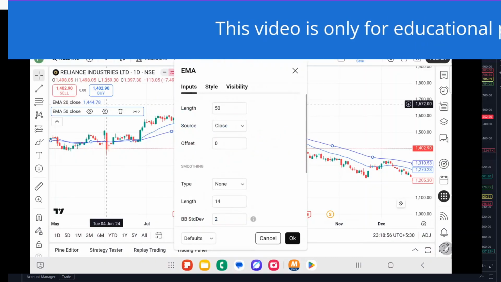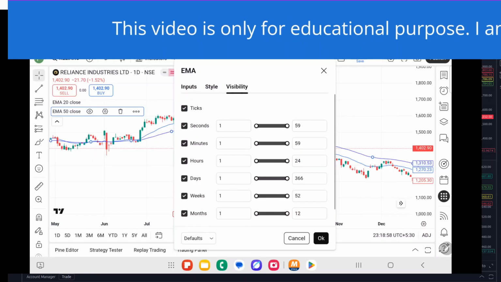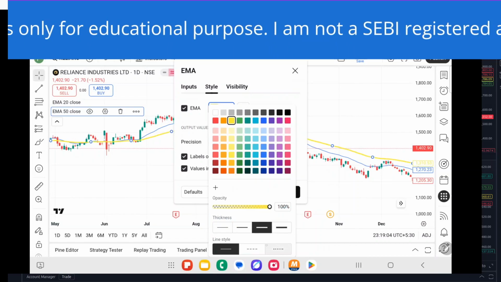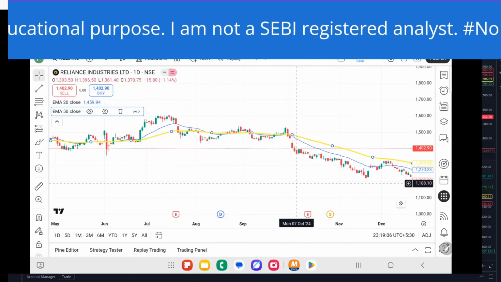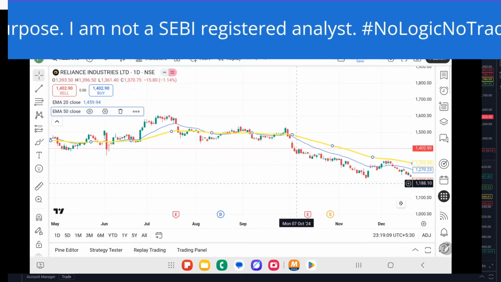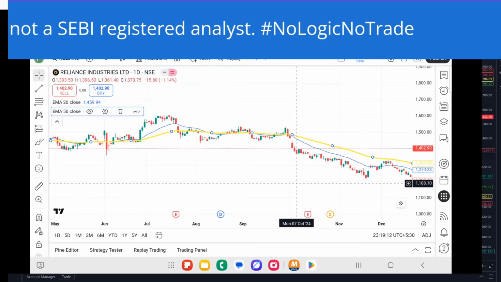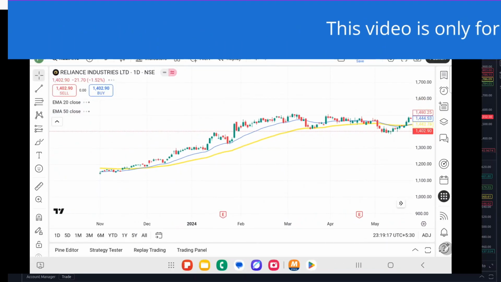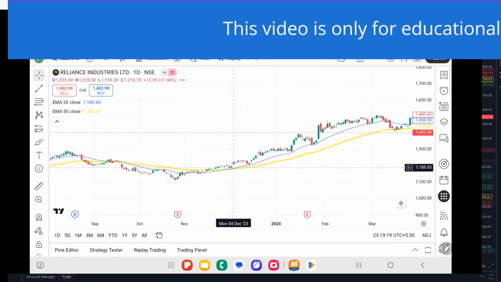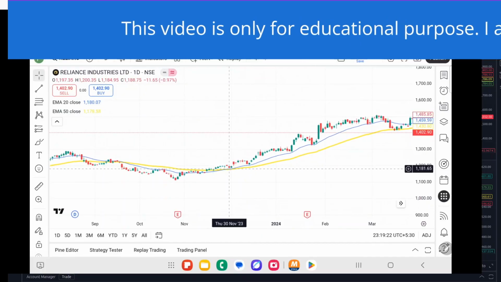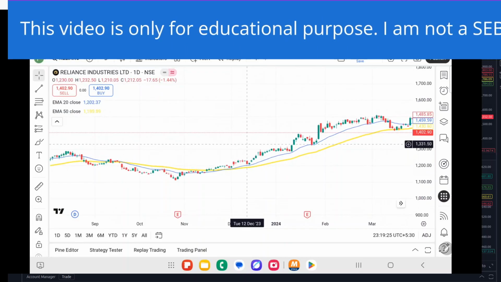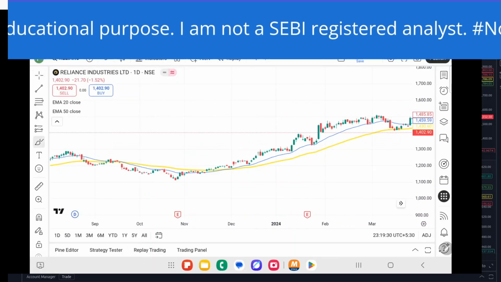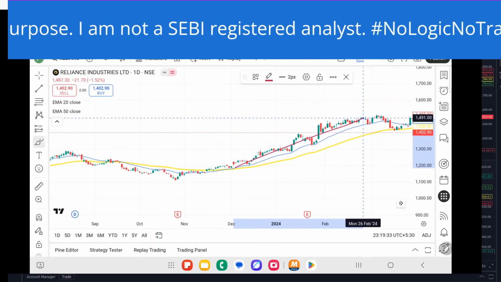We can also change the color for easy understanding. We are making it yellow and a bit thicker. So the yellow one is EMA 50 and the blue one is EMA 20. Now if you see the price movement, whenever the price crosses above EMA 20 and EMA 20 crosses above EMA 50, we see a strong uptrend in the stock. We see from here to here it went upwards.